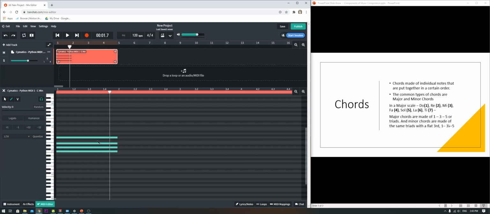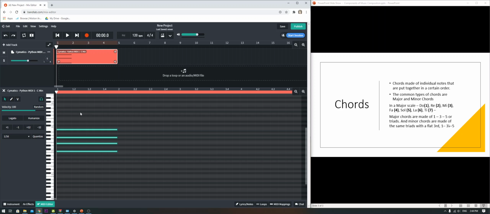I think I'm kind of oversimplifying the way chords work, because we don't want to go too deep into that theory, since it's going to take a while. All right, so that's the basic way to create chords.